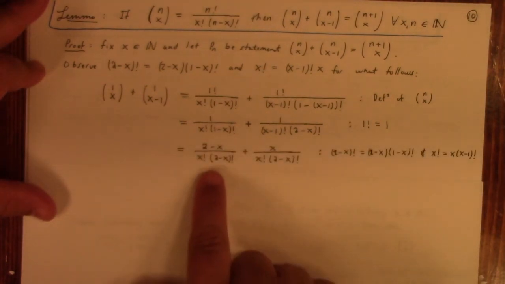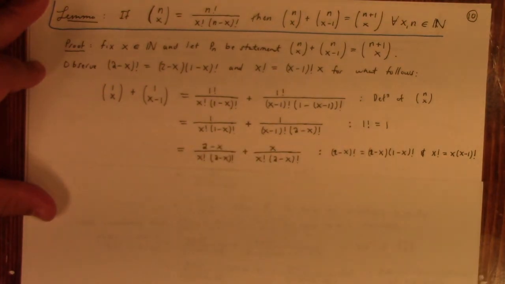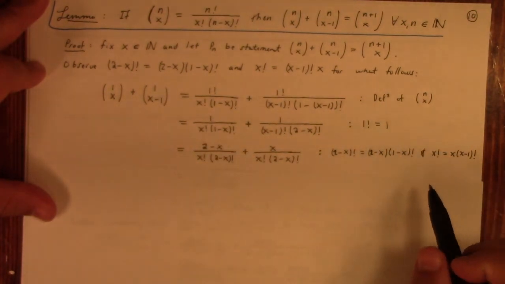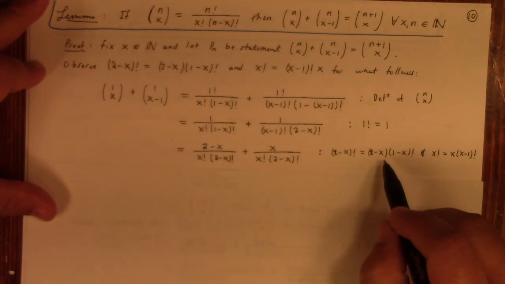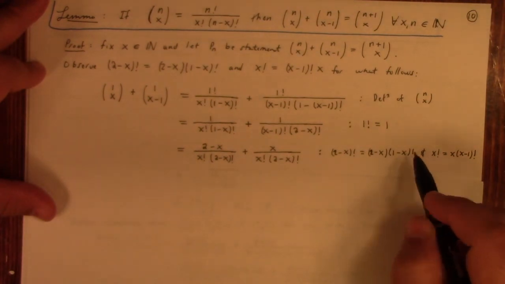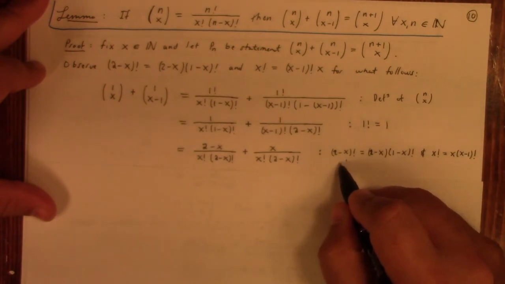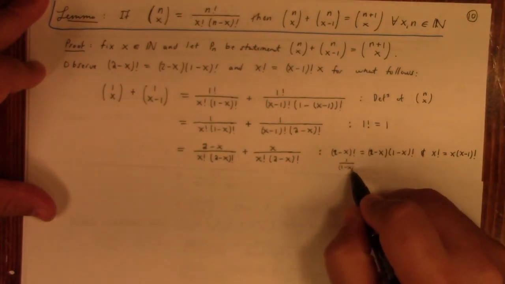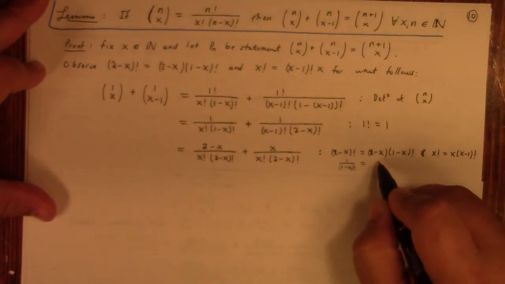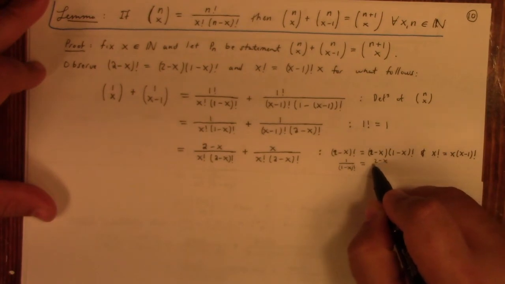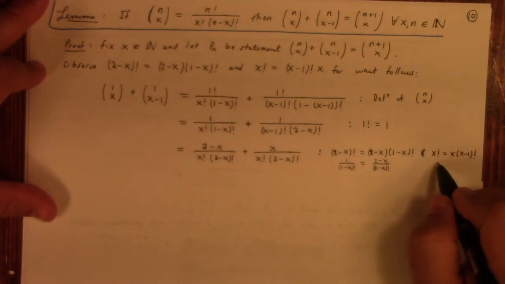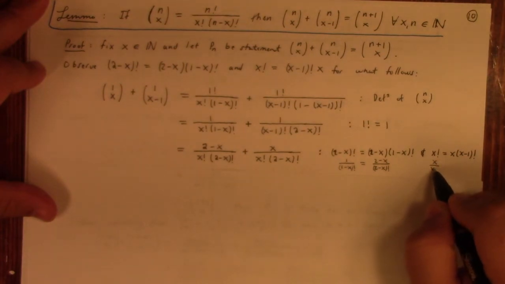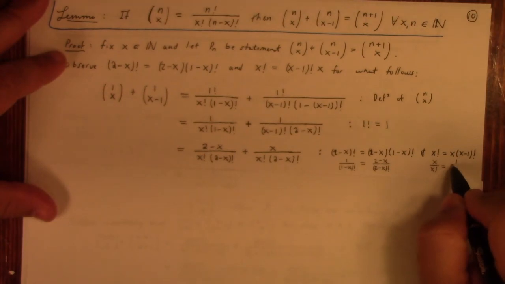And then look what I've done here. I've traded my 1 minus x factorial for 2 minus x over 2 minus x factorial. That's true if you just divide this to the other side. Rather, divide that to the other side, you get 1 over 1 minus x factorial. I'll write it in here. 1 over 1 minus x factorial is equal to 2 minus x over 2 minus x factorial, right? And this tells me that x over x factorial is equal to 1 over x minus 1 factorial.